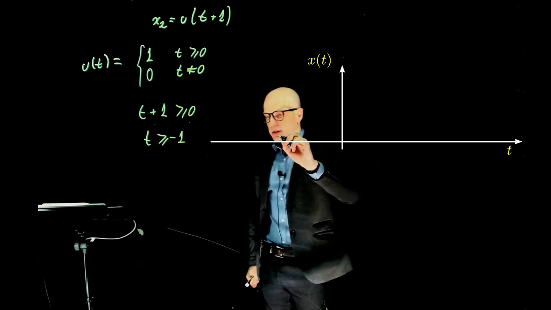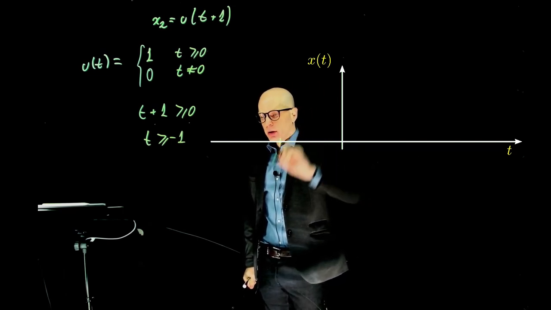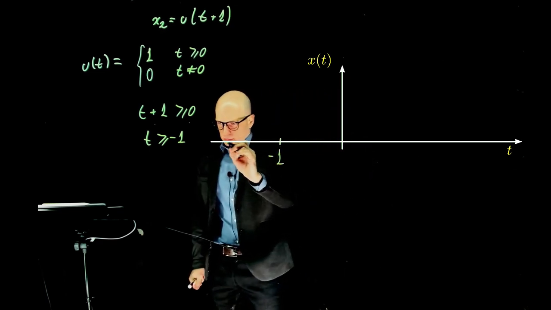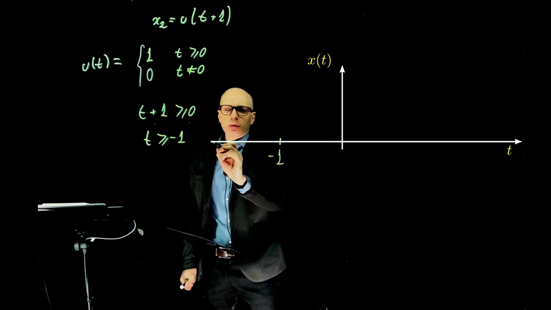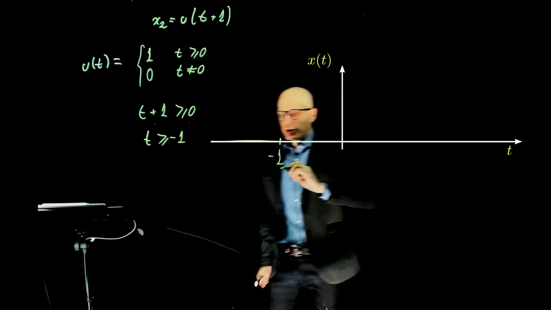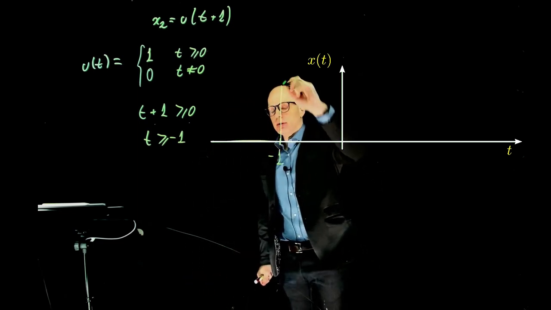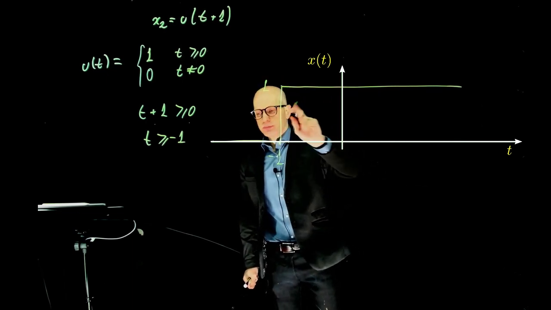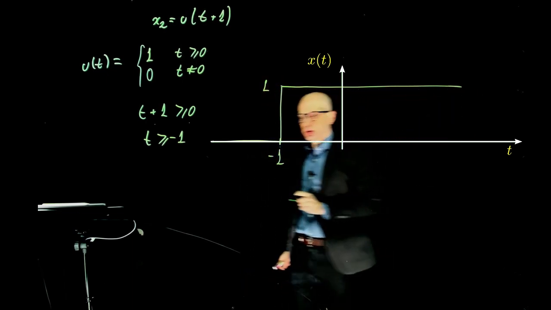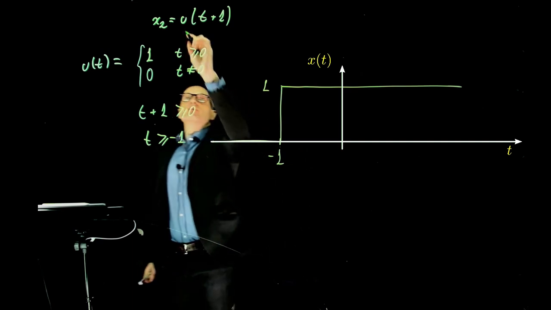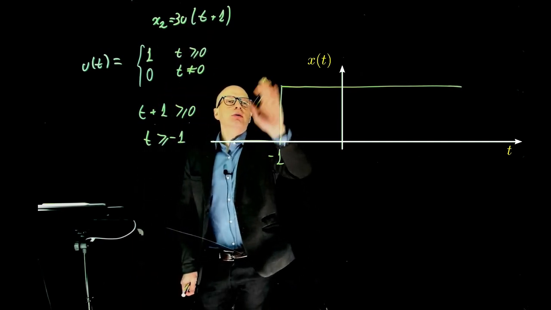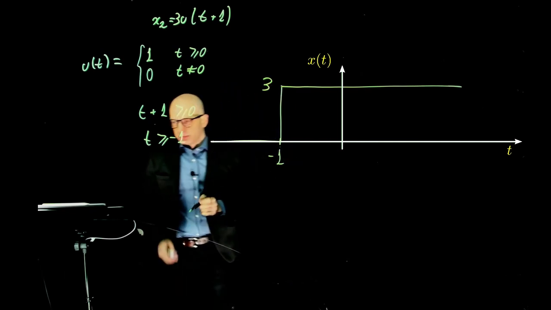How does that look like if you plot it? Well, this is negative 1. It would reach negative 1 there, and then stay at the value of 1 and go to infinity. If this was, let's say, 3, then here would have, of course, 3.